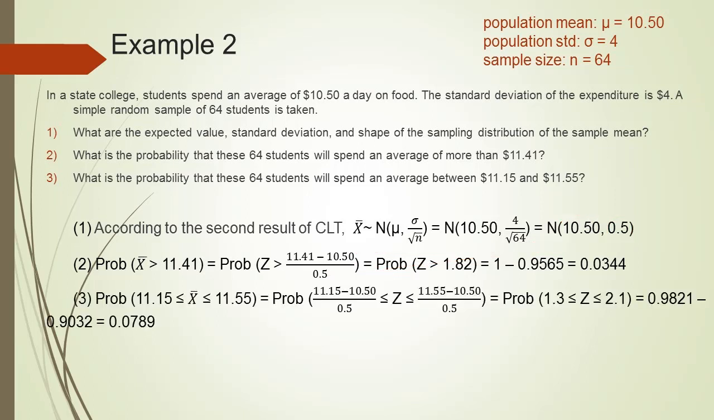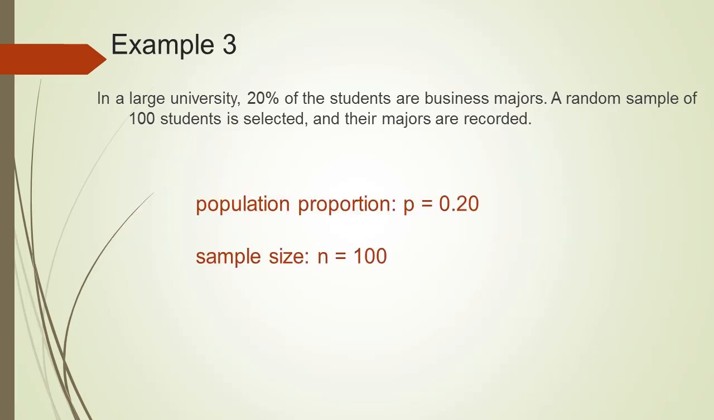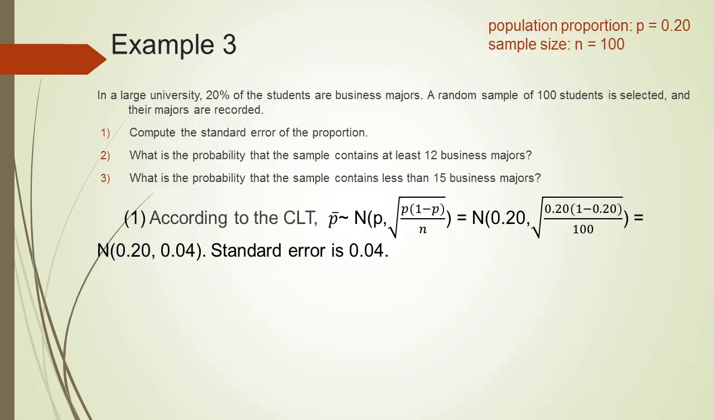Question 3 is fairly similar to previous examples. Example 3 is for the proportion of business major students. The variable of interest here, whether a student is a business major or not, is a categorical variable. It's no longer numerical variables like examples 1 and 2. We first write down population proportion P as 0.20 and the sample size N is 100.